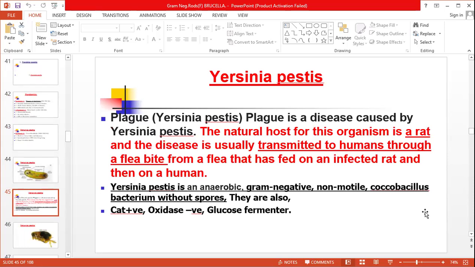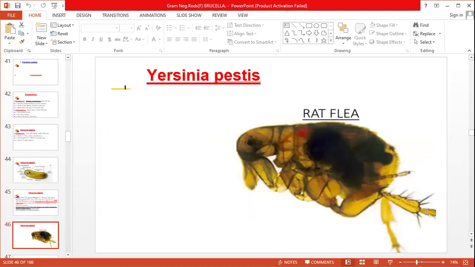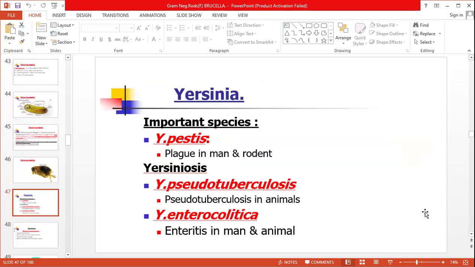Plague is a disease caused by Yersinia pestis. The natural host for this organism is the rat, and the disease is usually transmitted to humans through bites from a flea that has fed on an infected host. Yersinia pestis is an anaerobic gram-negative, non-motile coccobacillus without spores. They are also catalase positive, oxidase negative, and glucose fermenters. This is a rat flea.